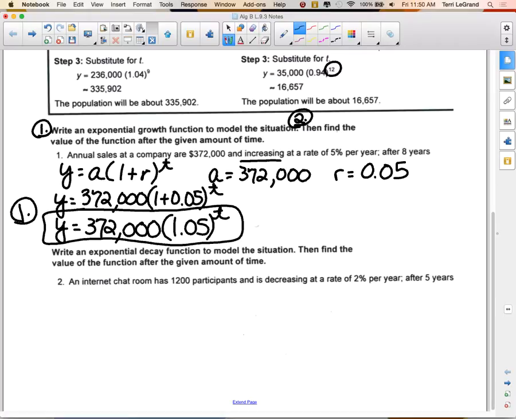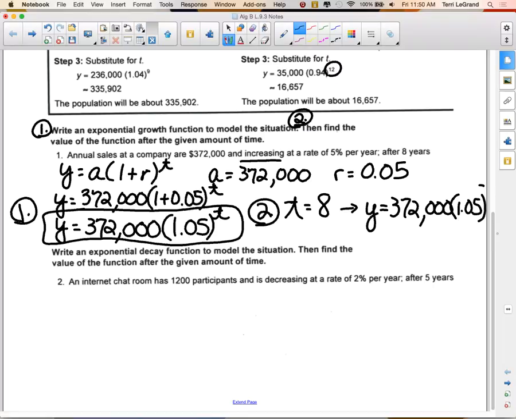So what's our T value going to be in number 2? T equals 8, after 8 years. This is where we need to worry about the 8. Now we're going to put into our function y equals 372,000 times 1.05 raised to the 8th power. My 8 should be outside those parentheses. I just kind of ran out of room there.